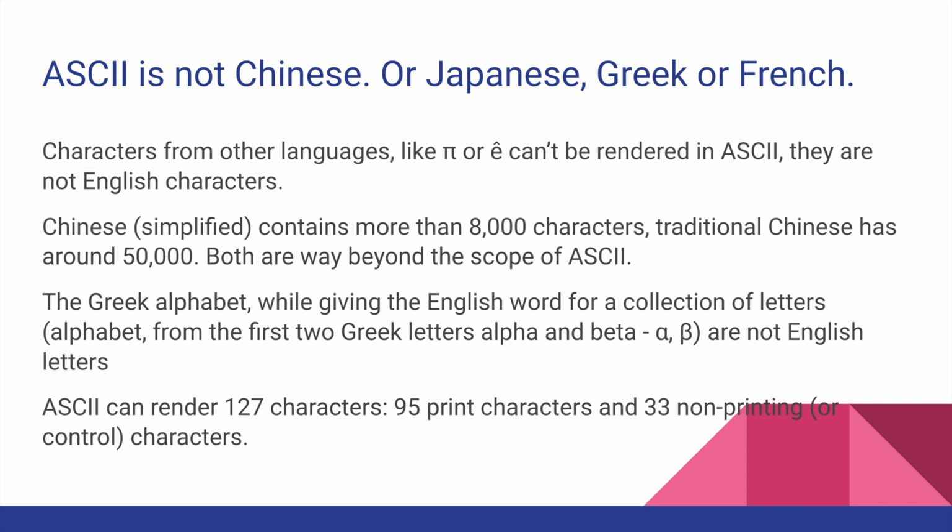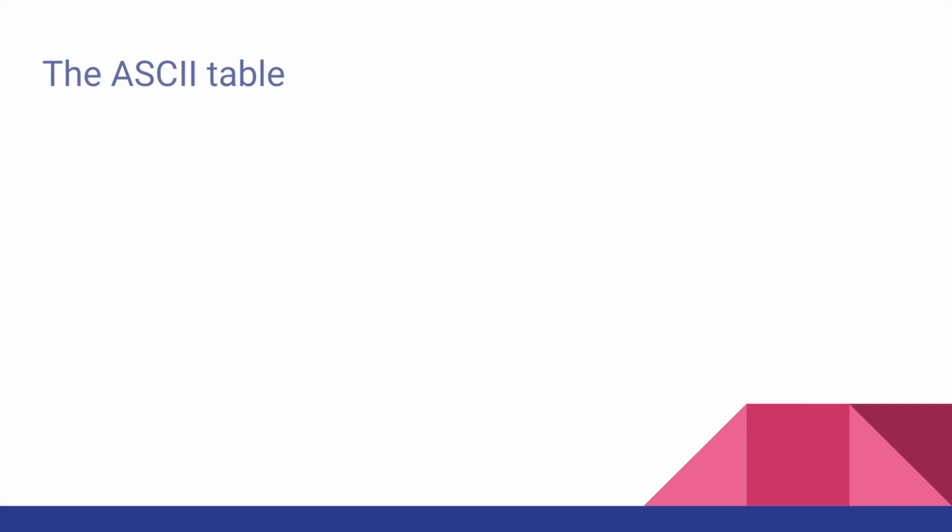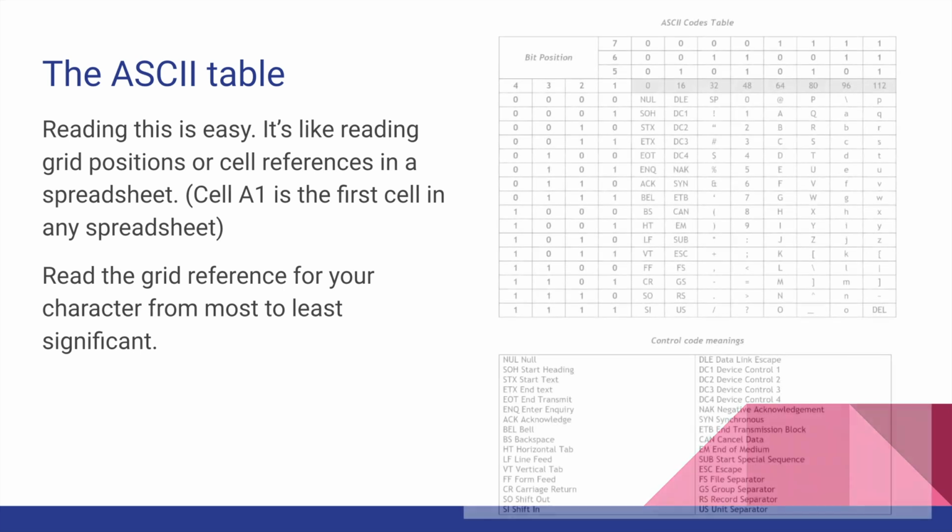The Greek alphabet, ironically, which gives the English word for the collection of letters, alpha and beta, an alphabet, are not English letters. ASCII cannot render them. ASCII can render 127 characters, 95 print characters and 33 non-print characters or control characters, which were used for communication. That's what ASCII does. So let's have a look at the ASCII table.